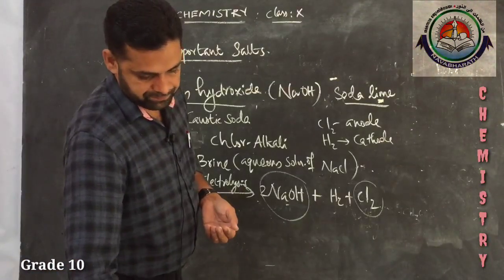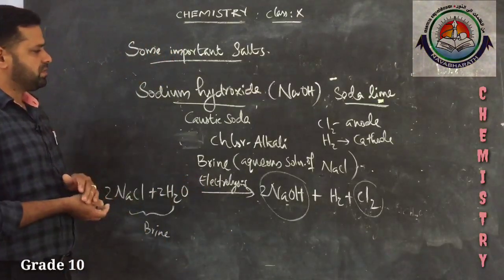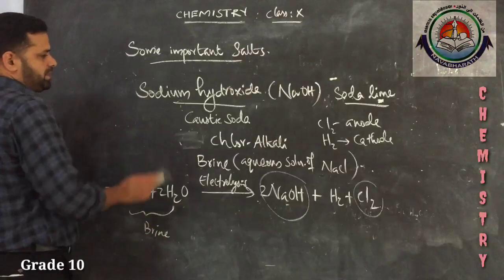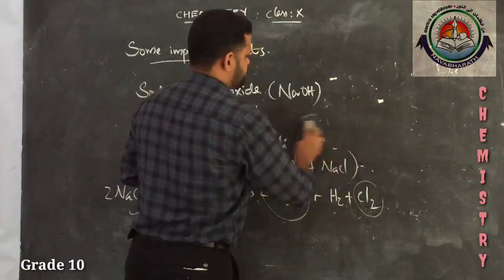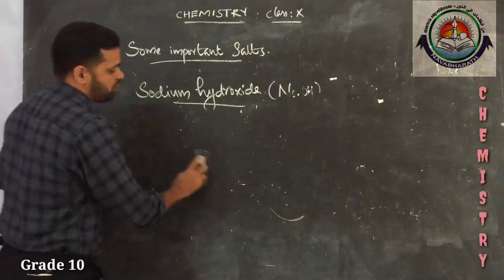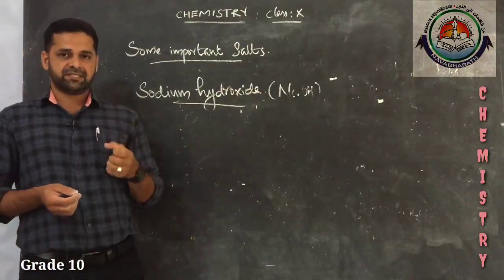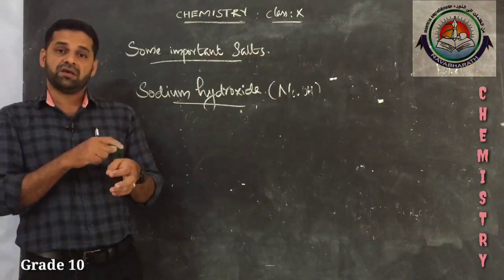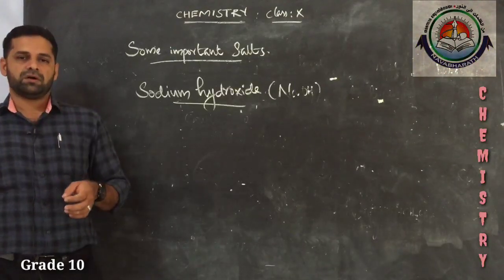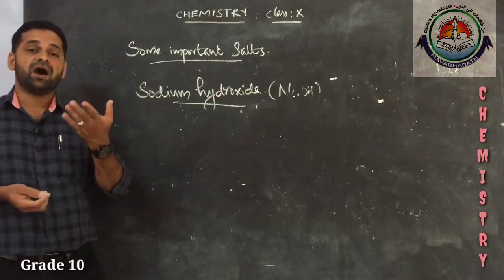Now, what are the properties of sodium hydroxide? This is the preparation. Now, the properties. I told you in the beginning that sodium hydroxide is highly corrosive in nature. It may cause burns, just like strong acids. When we pour some acid on your skin, it will burn. The same kind of experience will be there if you pour a strong solution of sodium hydroxide. It is highly corrosive and highly water soluble.